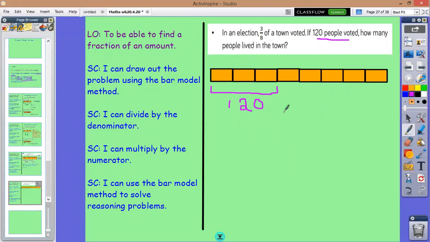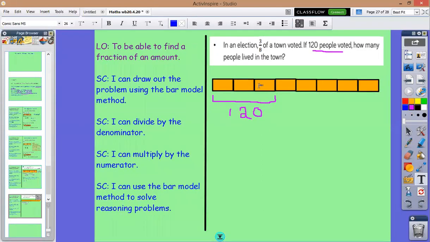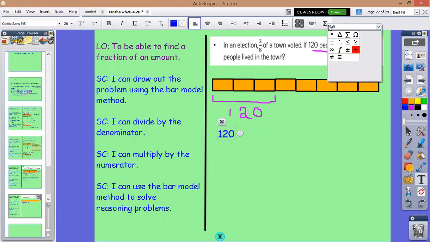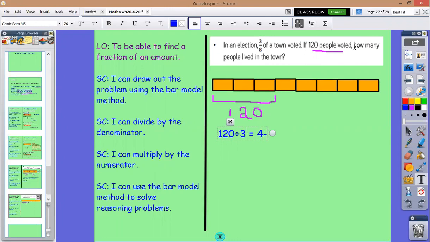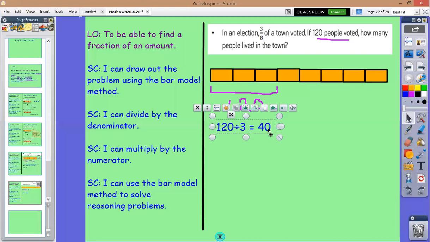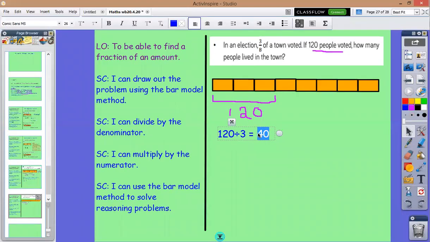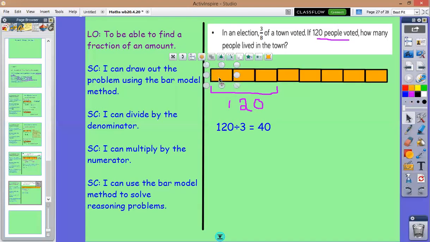Now, how am I going to solve this one? Well, again, because 120 is represented by 3 boxes here, I'm going to do 120 divided by 3, which equals 40. So each box is going to be 40, which is really simple to do. So that's 40.